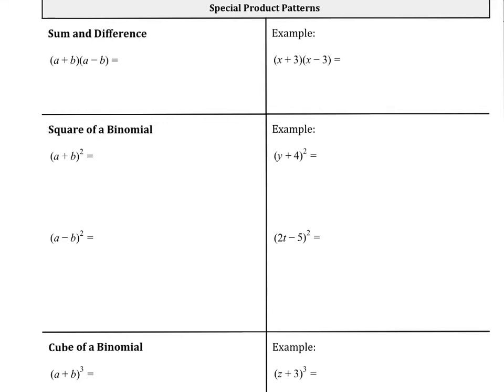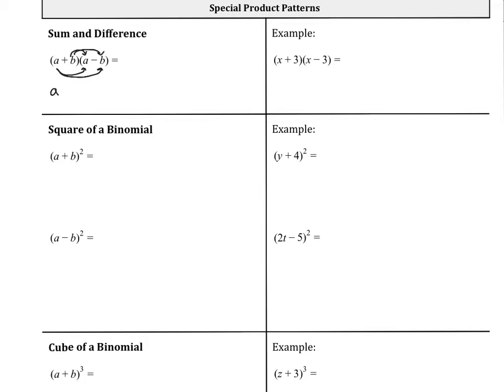Chapter 4.2 Special Product Pattern. Sum and difference. So first thing we're going to do is to find the sum and difference of a plus b times a minus b. So I'm going to distribute or use the FOIL method.